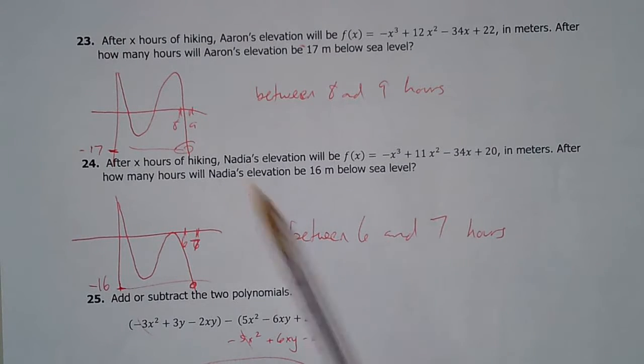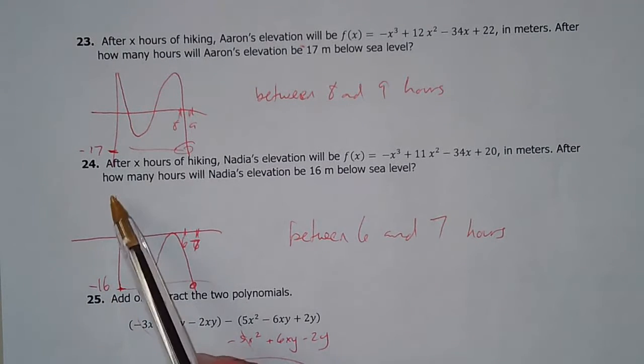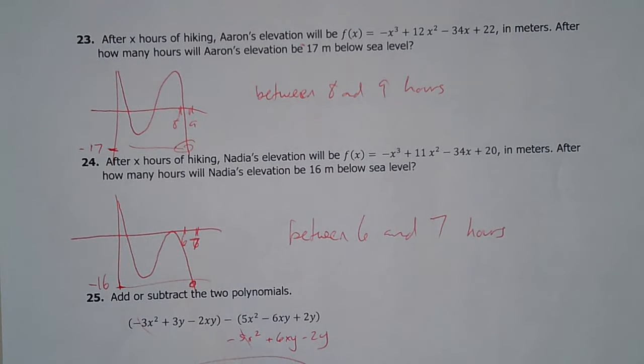And same thing here for Nadia, same deal, different equation, asking when does she get to -16 meters below sea level there. So she goes down, she goes up, she comes back down. This is that spot. Hers happens between 6 and 7. So that's reading the graph, finding your point on the graph to answer the question.